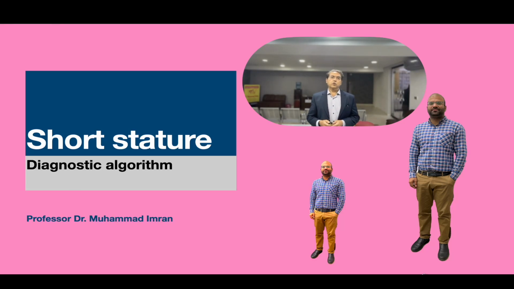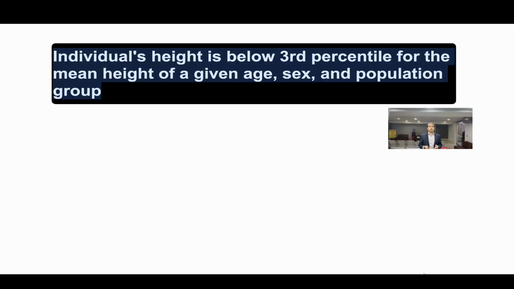Now in this video we are going to see the patient who presents with short stature, how to evaluate this patient. Now what is short stature? Any individual who is below the third percentile in height for the mean height of a given age, sex and population group. So if it is below the third percentile, this patient is short statured or dwarf.